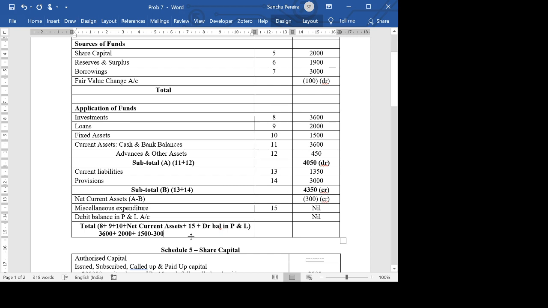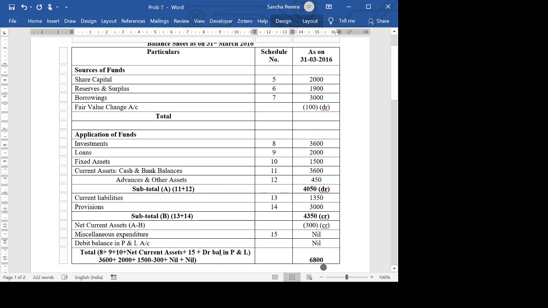Plus 15, schedule number 15, we have nothing in 15. Nil plus nil. Nothing in 15 and nothing in balance in profit and loss account. So basically my balance sheet total will be 36 plus 2 plus 15 minus 300. If you do this calculation, you'll get 5,600, 6,100, 7,100 minus 300. We get 6,800. And if you check here also, the balance will be 6,800. You can check 2,000 plus 3,900, 6,900 minus 100 will be 6,000.